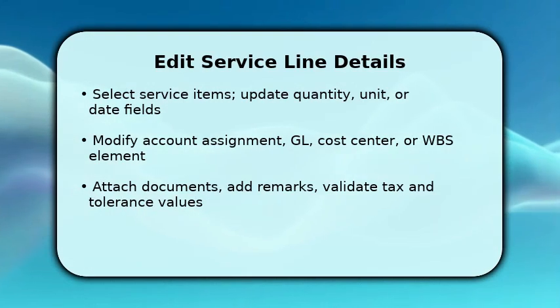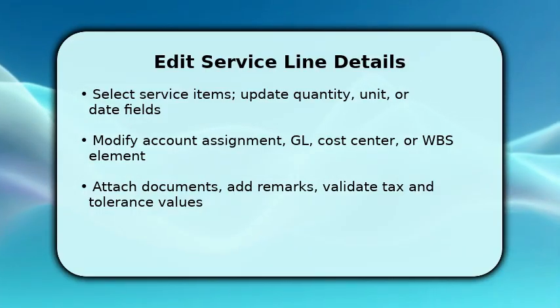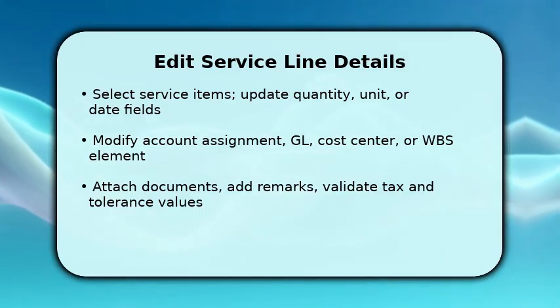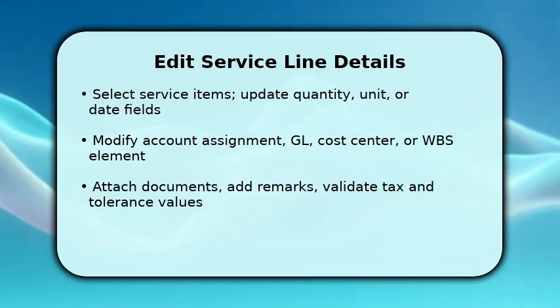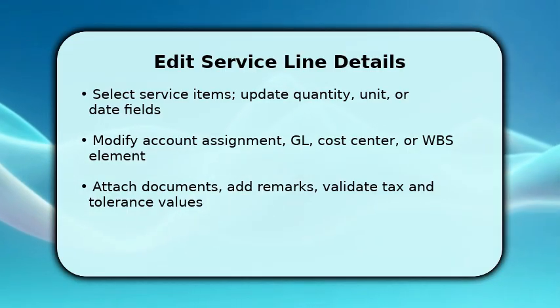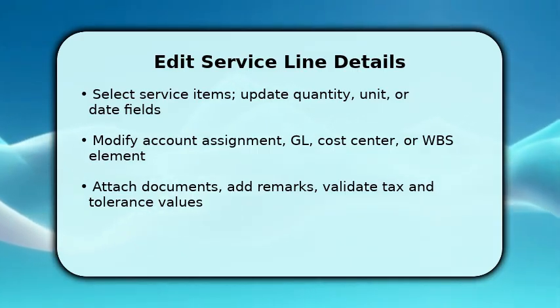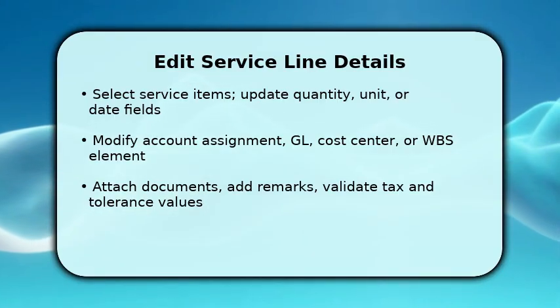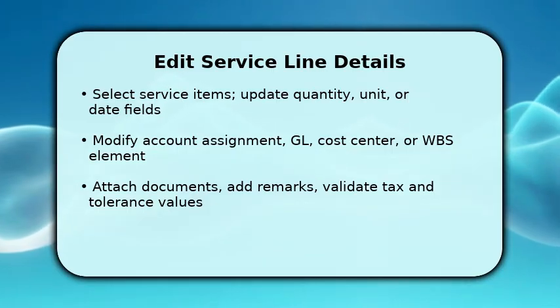Now you edit the service lines, change quantity, unit of measure, or performance date as required. Adjust account assignment, choose GL, cost center, or WBS element because incorrect postings cause reconciliation errors. Update price or tax fields only if PO permits, otherwise adjust PO first. Add attachments or notes for audit trail and validate totals at the bottom.